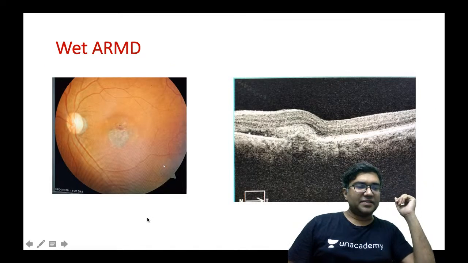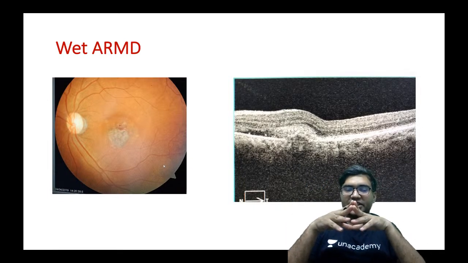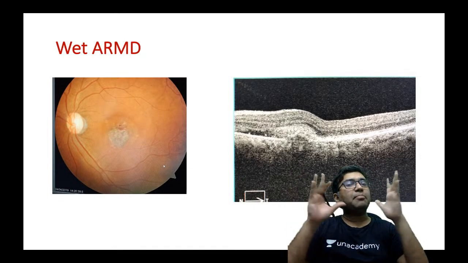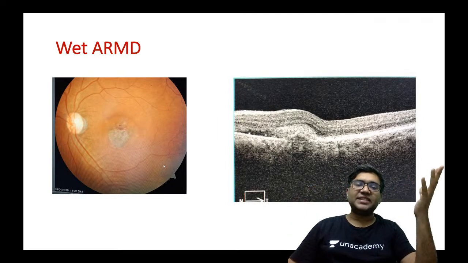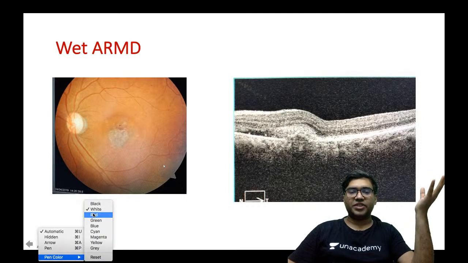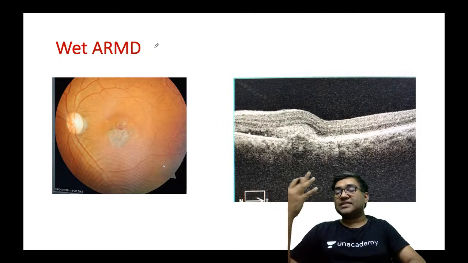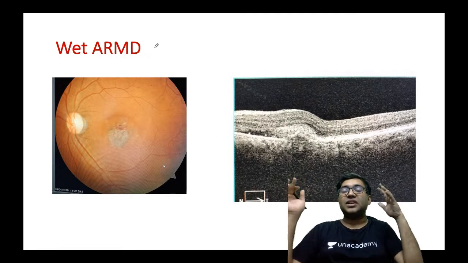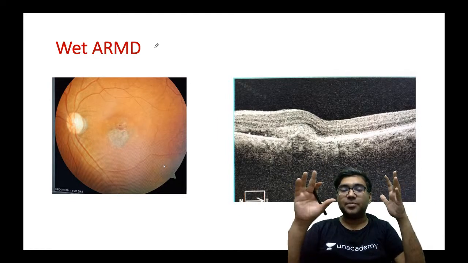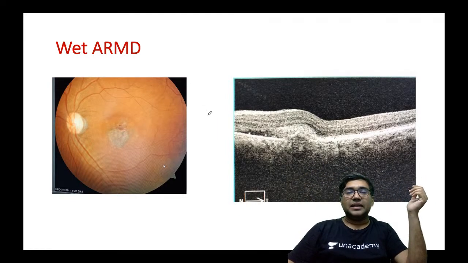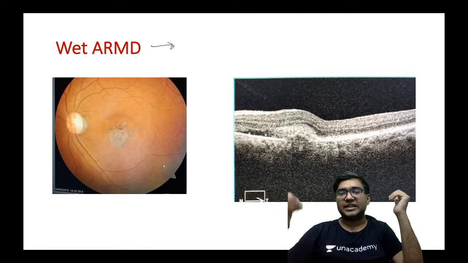So the next thing is wet ARMD. We have two types of age-related macular degeneration. Remember, whenever the macula is involved, the main symptom is that the patient says, sir, I am having central blurring of vision. Like in retinal detachment, I told you the main symptom there: the patient comes with a curtain falling over the field of vision. In ARMD, the patient comes with central loss of vision. Plus, the patient says, sir, I am not able to see the shape of the object clearly.